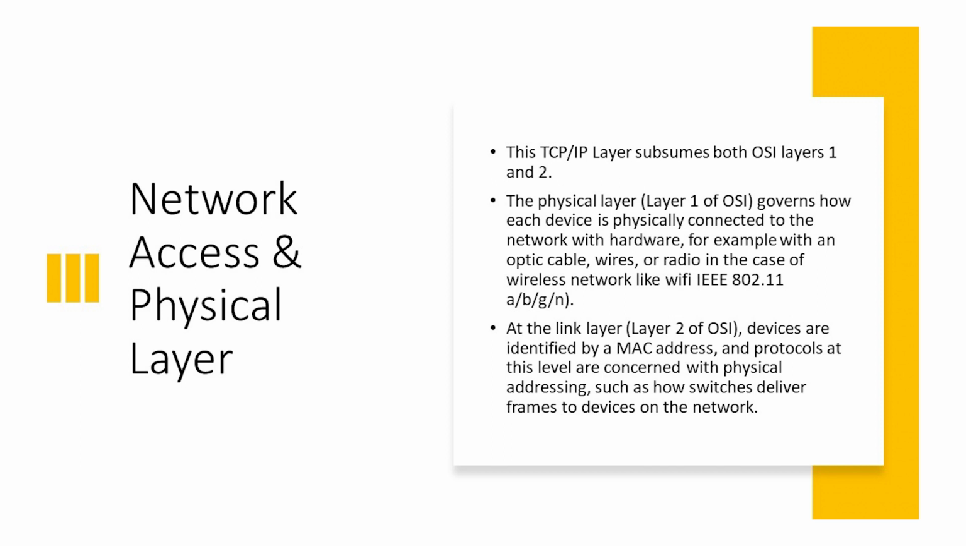Firstly, the network access and physical layer. This TCP/IP layer subsumes both OSI layers 1 and 2. So, this one is physical and data link combined in one. The physical layer, layer 1 of OSI, governs how each device is physically connected to the network with hardware, for example, with an optic cable. Okay, so, this is the physical layer.